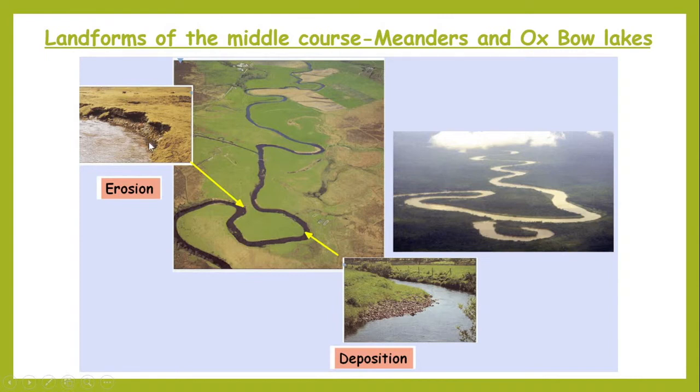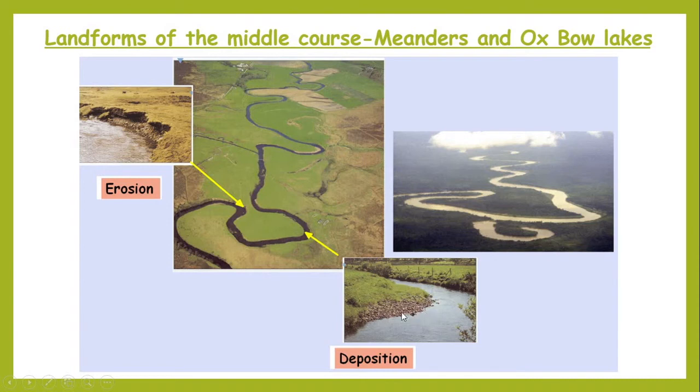Meanwhile, on the inside of the bend, the water is flowing much more slowly all the way around here. And because the velocity is lower, the speed of the water is lower, the river doesn't have as much energy. So it drops the material that it's carrying. Deposition happens all along the inside of the bend here, look. And that creates a river cliff or slip-off slope. You might hear both terms being used.